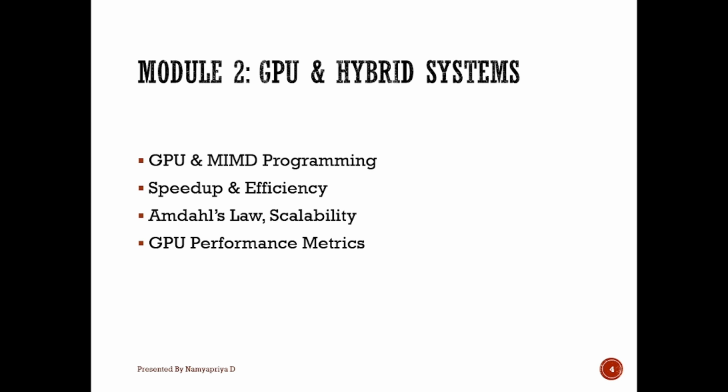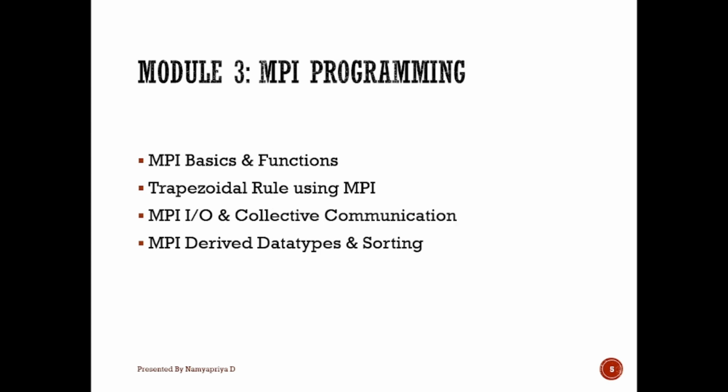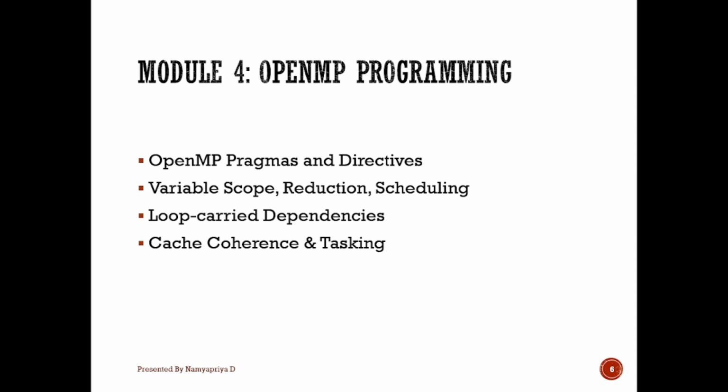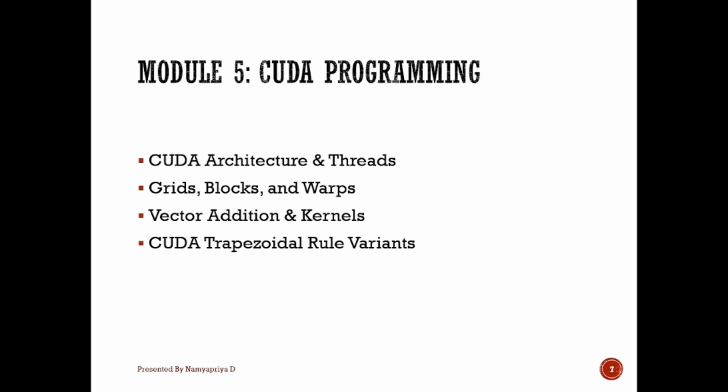Then we move on to GPU programming, performance optimization, and the famous Amdahl's law. Next, in the third module, you will dive into MPI, a library for writing distributed memory programs. After that, in the fourth module, we explore OpenMP programming, great for shared memory multithreading. Finally, in the fifth module, you will be learning CUDA programming and to run code on NVIDIA's GPUs.